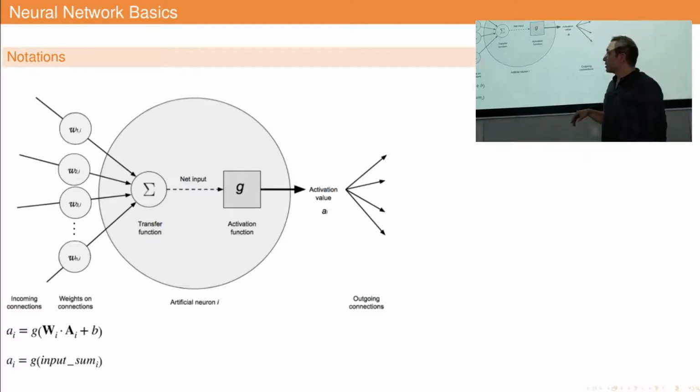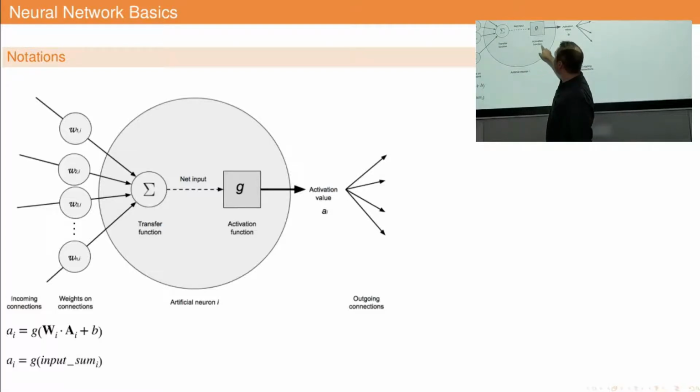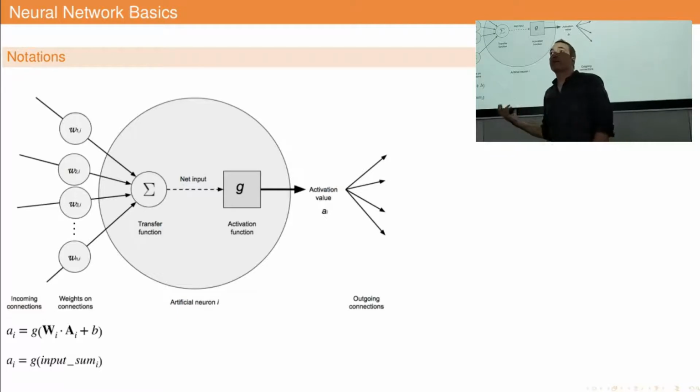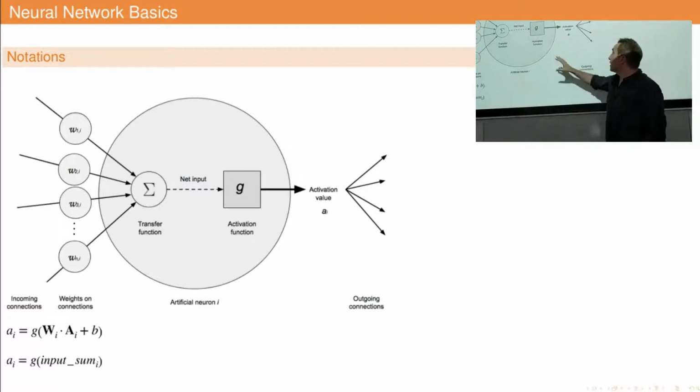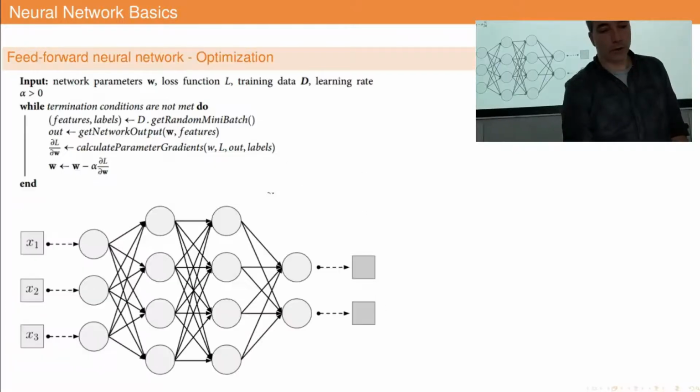Yeah, some words about the notations. We got our incoming connections. We got our weights. Here we have a transfer function and an activation function. The transfer function normally is just a sum. Activation function, we will come to this because there are different activation functions and they have different, some are better for some cases and some are not so good. And then we have an activation value, normally called A, and this value is the outgoing connection. Everyone can follow? Good.